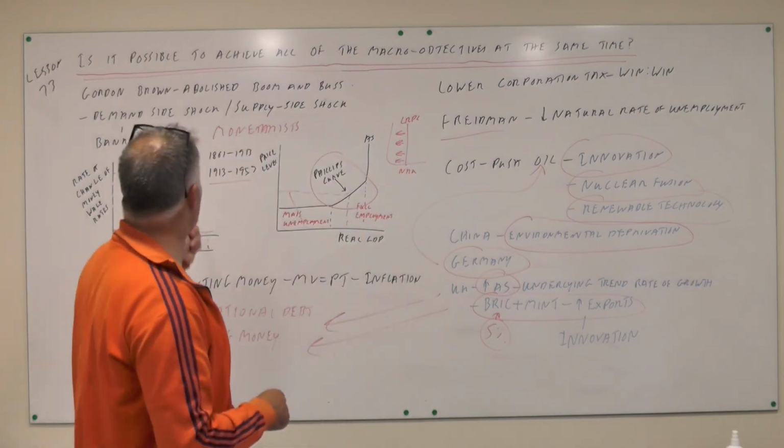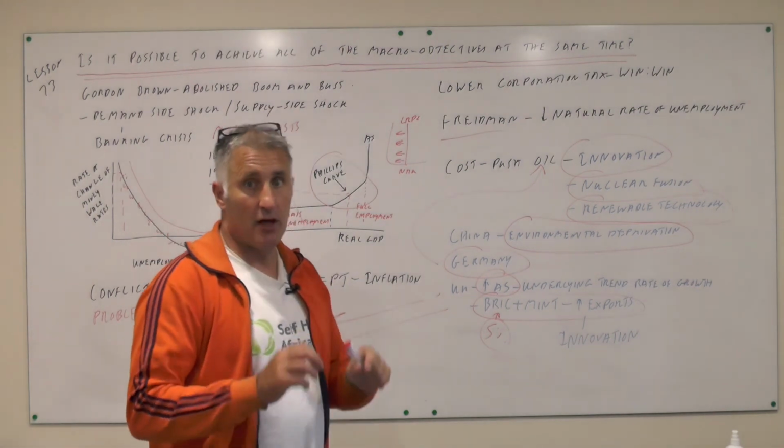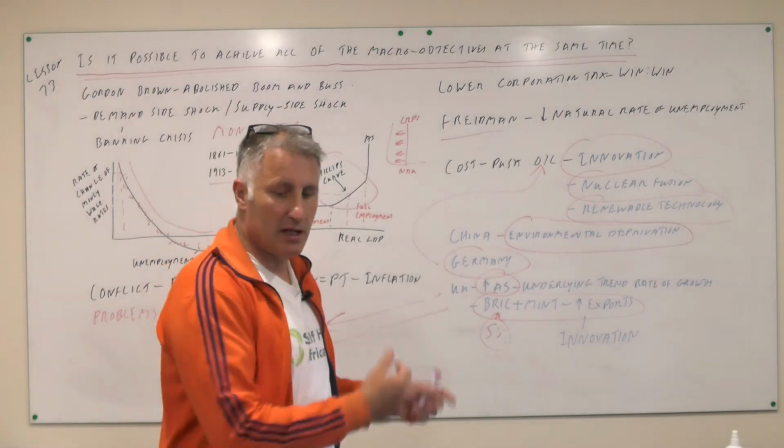Okay, so lesson 53: it is possible to achieve all the macro objectives at the same time. Countries have proved it, although in the case of the UK, it's going to be very, very difficult. Try writing an essay.